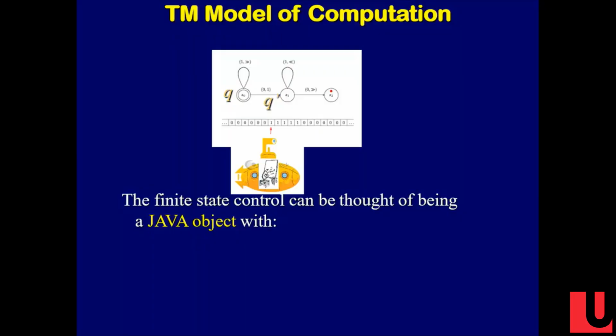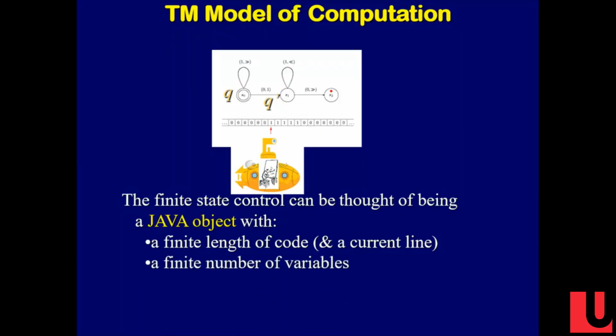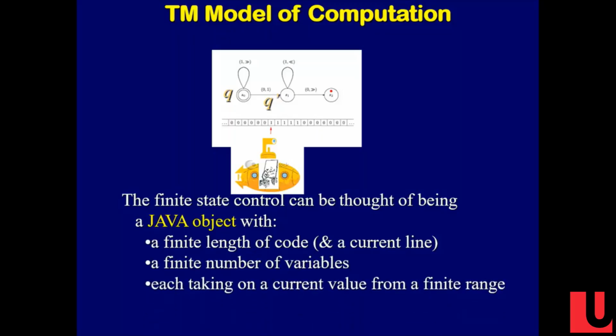And how can you understand it? Well, you can understand it by a little piece of Java code. That's what we're translating it into, a little piece of Java code. And what does this Java code have? Well, at compile time, it has a finite length of code. And at any point in time, it has a current line of code. And what else does it have? There's a finite number of variables. And can it remember an integer? No, it can't remember an integer. Integers are big.